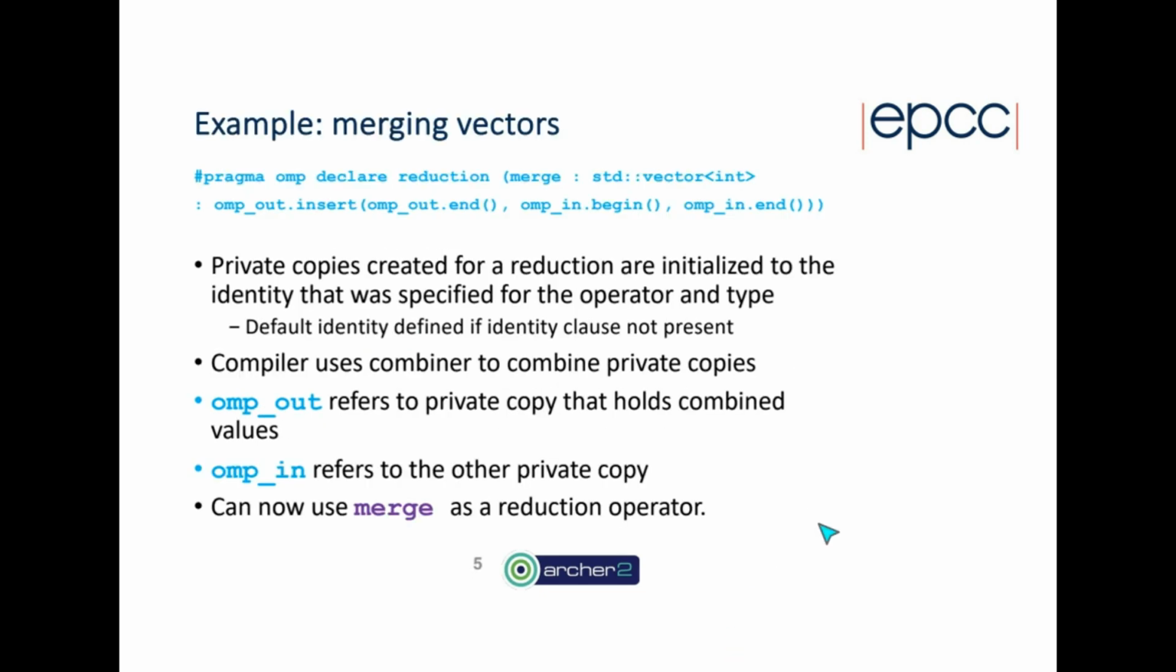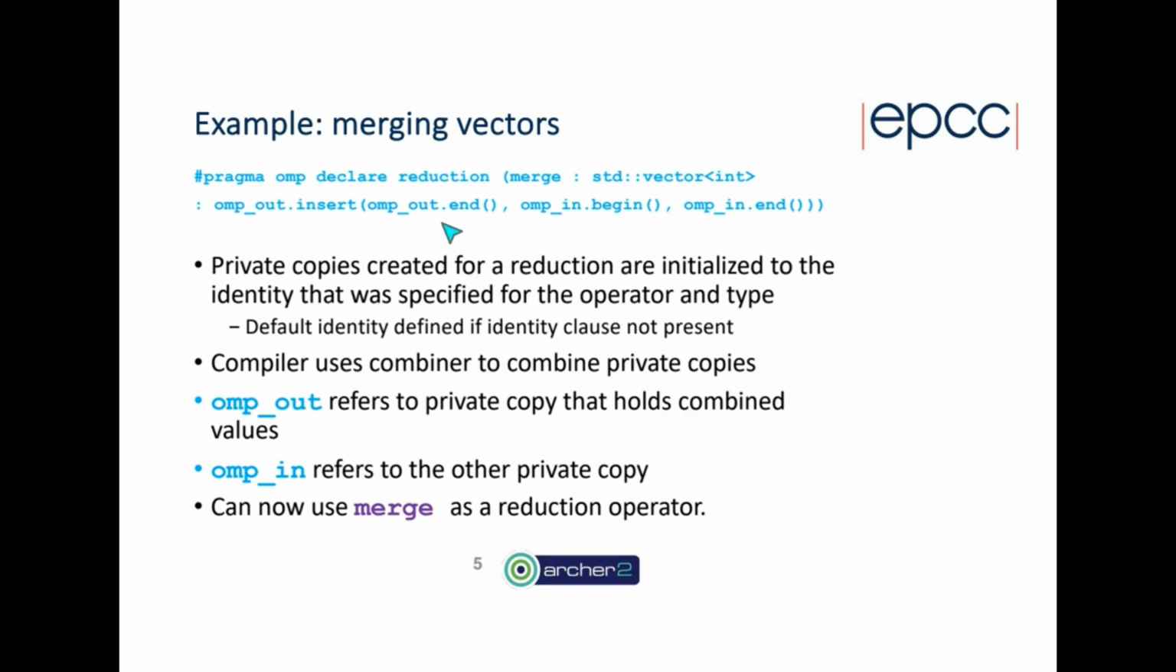Okay, so let's have a look at an example. Suppose I've got vectors in the C++ STL, and I want to define an operator which merges or concatenates vectors together. Every thread is going to have a vector, and what I want to produce at the end is a vector that contains all the pieces merged together. Using this declare reduction, I've got to give it a name. It's called merge. The list of types that it's going to apply to, I'm just going to keep it simple: it's going to apply to std::vectors specialized on int.